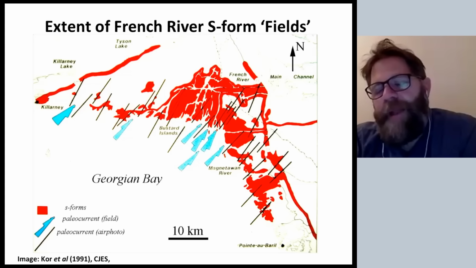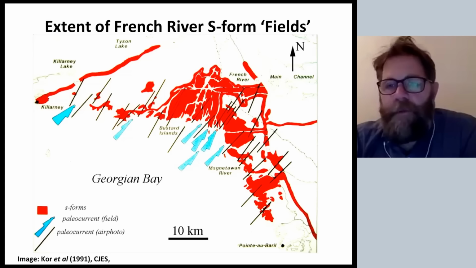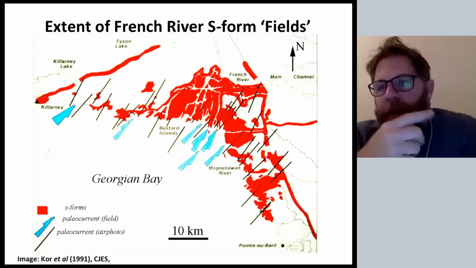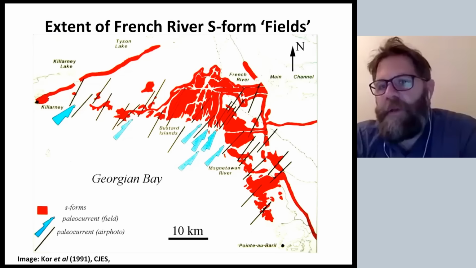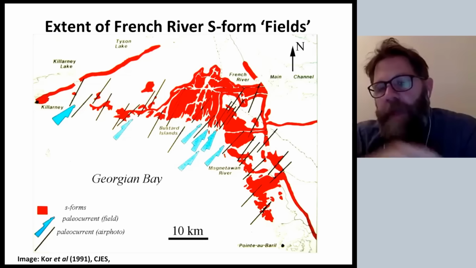And so how thick was the ice over that area? That's a very good question. It's tricky to answer. The best we can do on the Laurentide often is work backwards from the isostatic rebound of the landscape and say, okay, how much ice does it take to deform the crust to a point where it will produce this much rebound after deglaciation? And we work our way back that way.